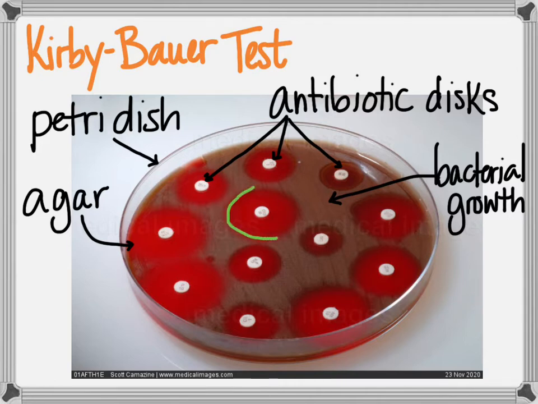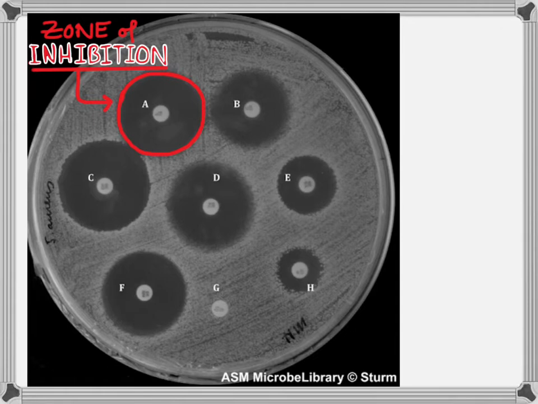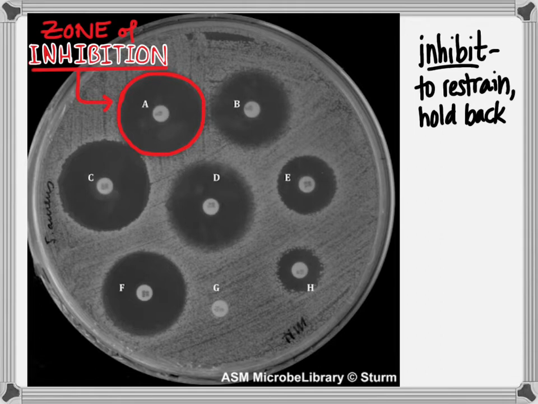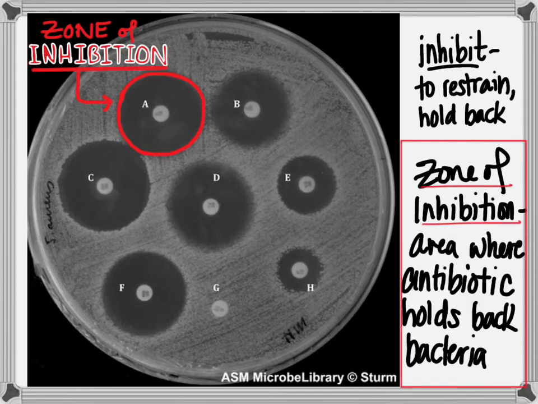Where you see the color of the agar clearly through the bacteria, when there's no bacterial lawn, that is an area where no bacteria is growing due to the presence of the antibiotic. Aha! That area where no bacteria grows around the antibiotic disc is called the zone of inhibition. Zoe! Yeah, exactly. To inhibit is to restrain or to hold back, and the zone of inhibition is the area where an antibiotic holds back the bacterial growth.